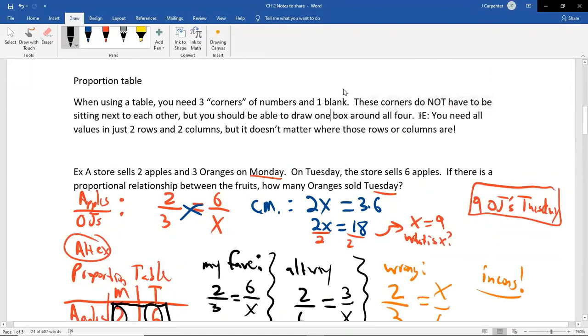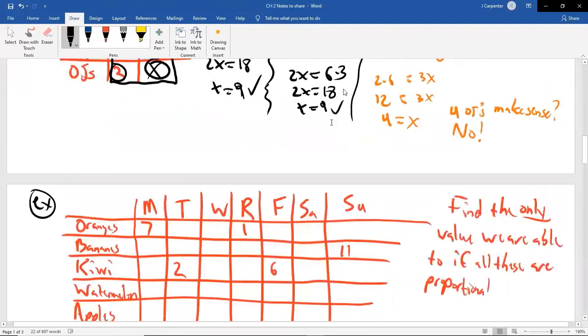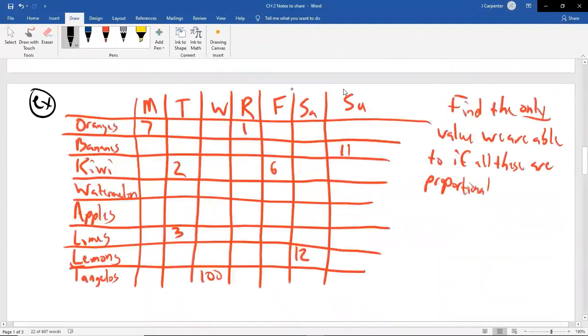And again, the real tried and true idea here is that you need values along 2 rows and 2 columns. It just doesn't matter where those rows or columns are. So I'm going to draw some boxes that are bad at first. Warning. So some people might say, all right, I can do a box right here. So here's a box. This is a bad one. So this is me drawing a box where the corners are here, here, here, and here.